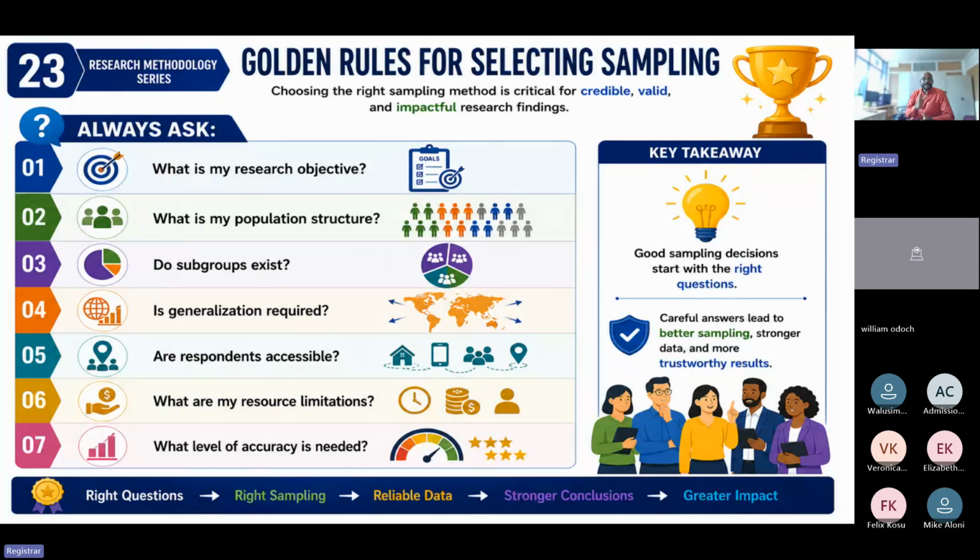The next, what level of accuracy you need? Is that 95%, 99%? You know that very well. So if you have the right research questions, they lead you to right sampling, which will get you reliable data. And this leads to stronger conclusions and your research 100% will have an impact.